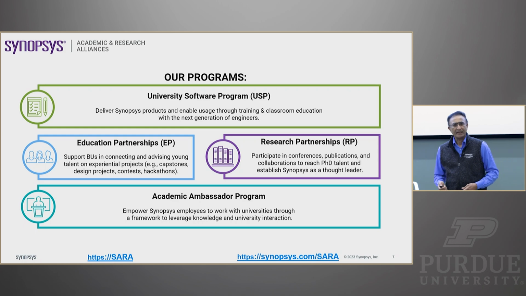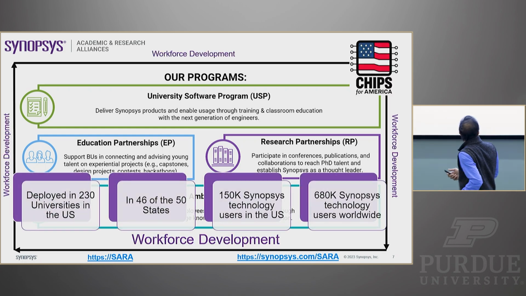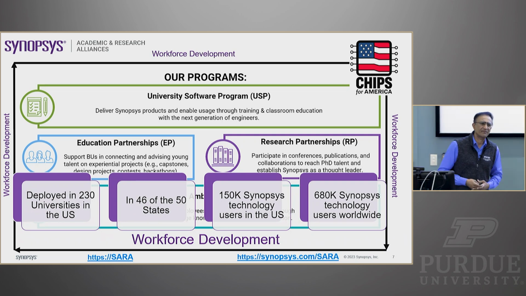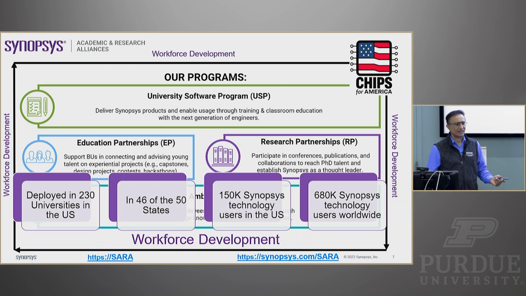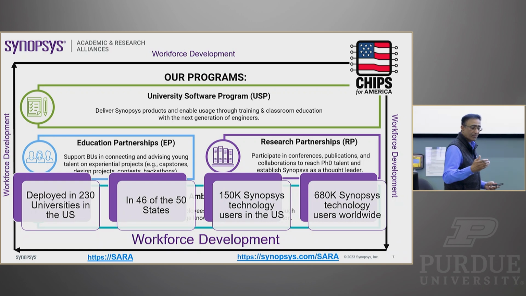Right? So now in the context of the CHIPS for America, everything I do has the lens of workforce development on it. We have this enormous talent shortage in the US. At a time when the semiconductor industry is accelerating, we are about 20,000 professionals short.